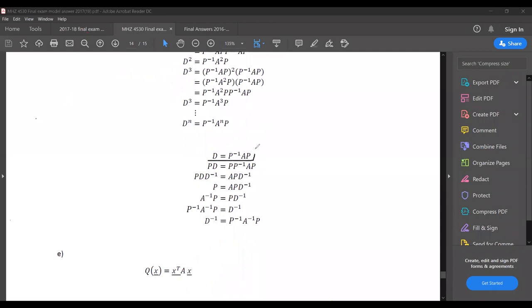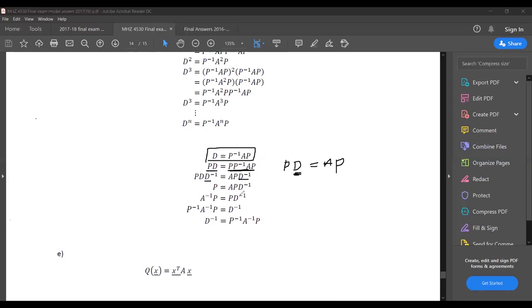So we know D, right? To remove this P inverse in front of A, I'm multiplying by P in front of D. So similarly, in front of P inverse, we have to multiply by P. So P and P inverse cancel out, and we get PD is equal to A times P. To remove this D, we need to find D inverse. To remove this D from this side, I'm multiplying by D inverse at the end. So D and D inverse cancel out, that is P times A P into P inverse.